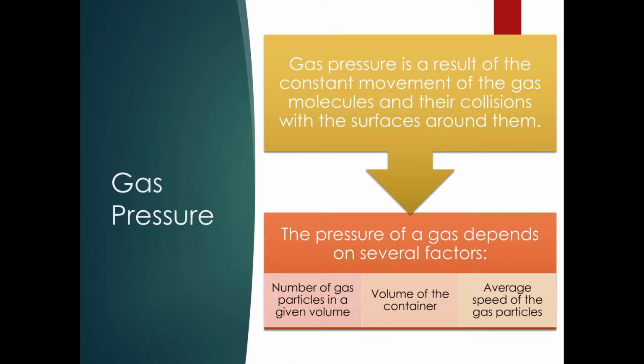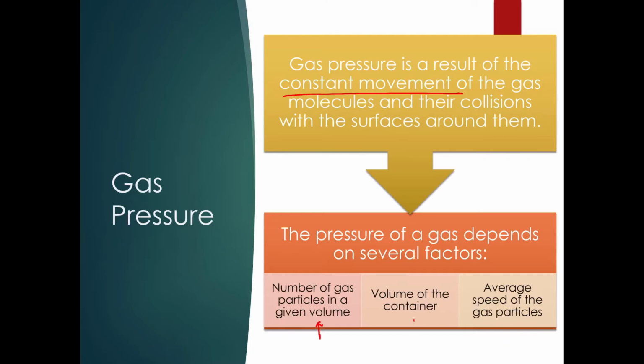Okay, so gas pressure is a result of the constant movement of the gas particles and their collisions with the surfaces around them. And the pressure of the gas depends on several factors: the number of particles in a given volume, right? If you have a higher number of particles, then you're going to have more collisions, which will be more pressure. If you have fewer particles, then you're going to have fewer collisions and less pressure.